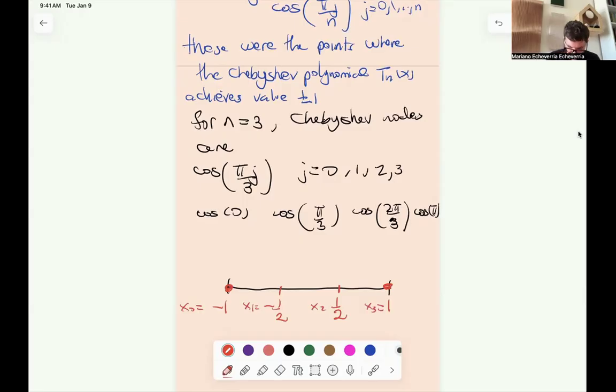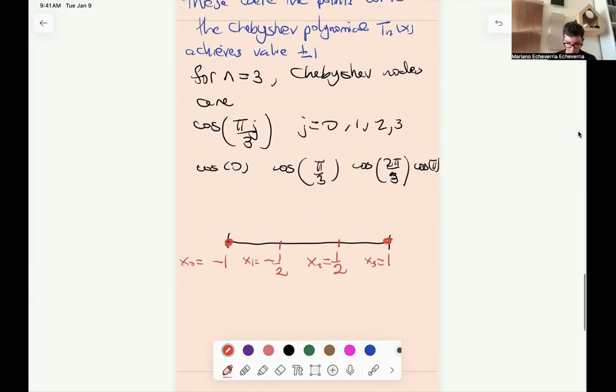And so the problem could be to find the differentiation matrix for those nodes. The goal would be to find the differentiation matrix for these nodes.